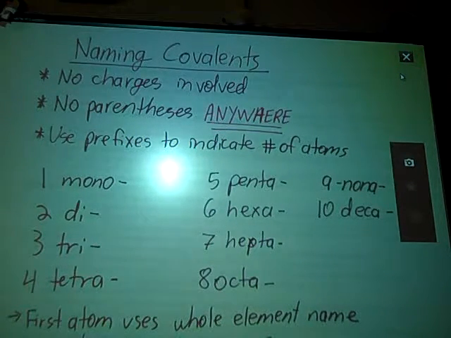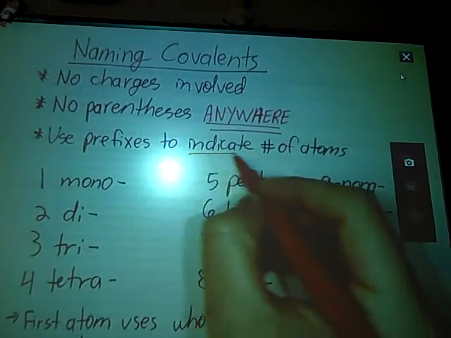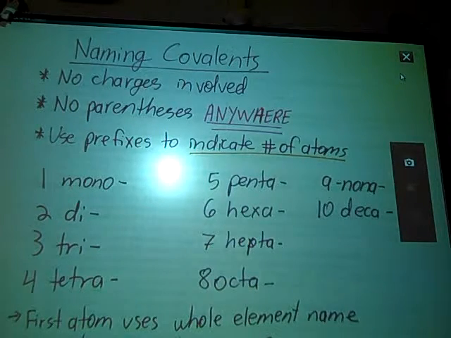This means no parentheses anywhere. With ionic compounds, we had those bloody parentheses that caused everybody so much grief, indicating the charge of variably charged transition metals. No parentheses under any circumstances here. Instead, we are going to be using prefixes to indicate the number of atoms present. So, for the first time, we actually get to indicate the number of atoms present.